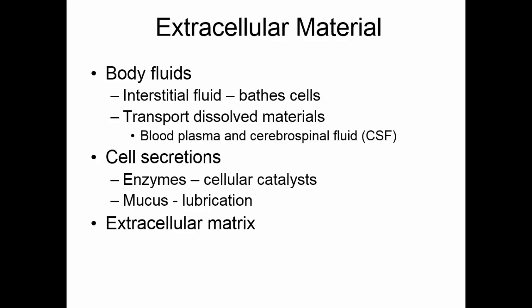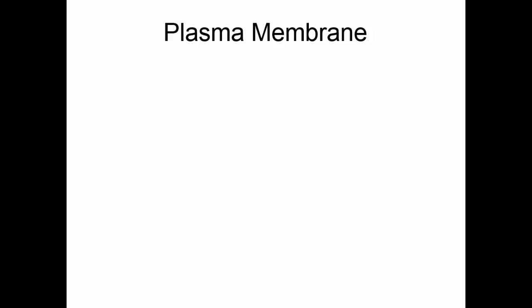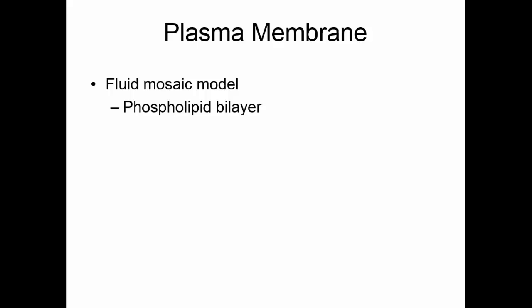And finally, we have the extracellular matrix. This is a collection of proteins and polysaccharides. These can mesh together and help bind cells together. The plasma membrane is referred to as a fluid mosaic. It has primarily a phospholipid bilayer. Now you remember that phospholipids had that polar head and the nonpolar tails. And when you put phospholipids in a watery solution, they line up heads out, tails in, in a double layer.